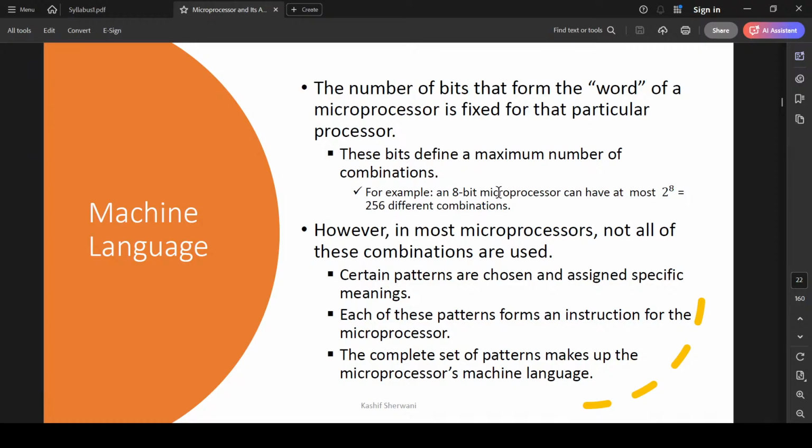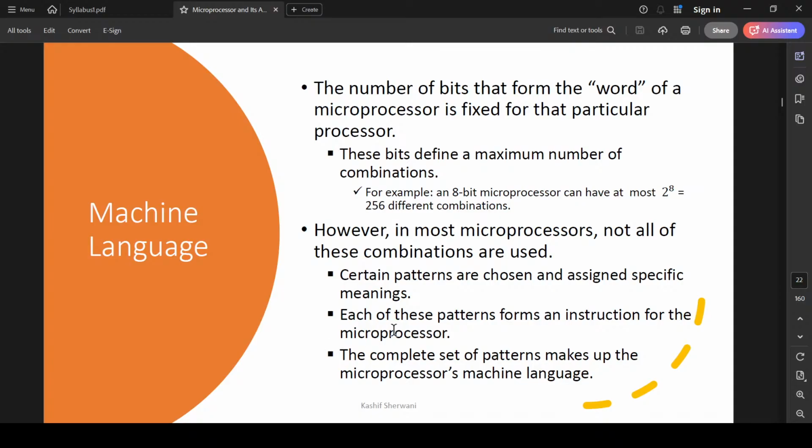For example, an 8-bit microprocessor can have at most 2 to the power of 8, which is 256, different combinations. Okay, so it is saying you can give 256 instructions. However, in most microprocessors, not all of these combinations are used. Certain patterns are chosen and assigned specific meanings. Each of these patterns forms an instruction for the microprocessor. The complete set of patterns makes up the microprocessor's machine language.